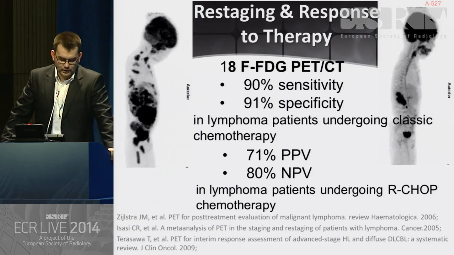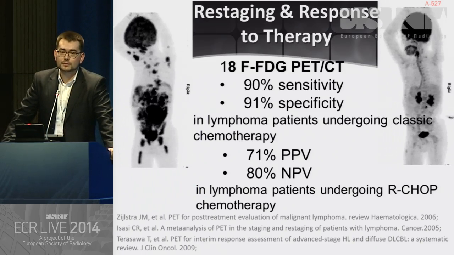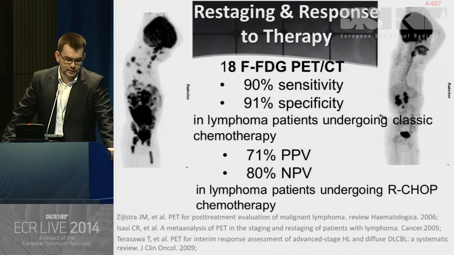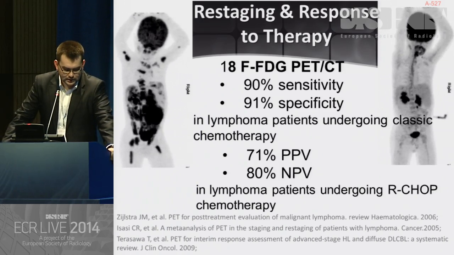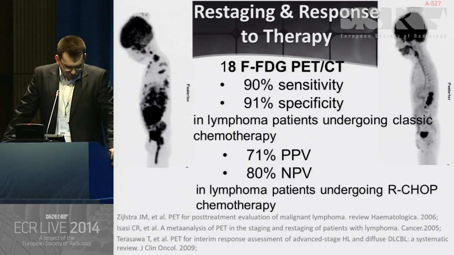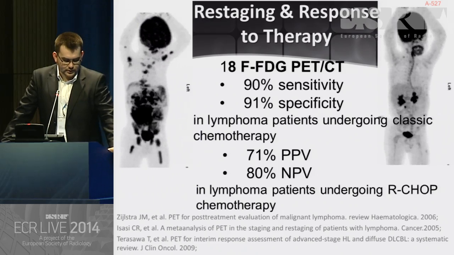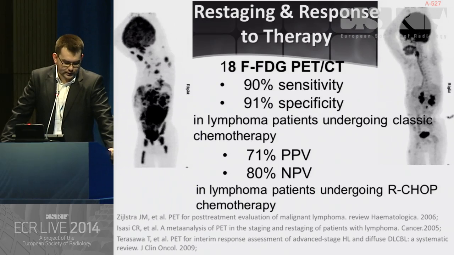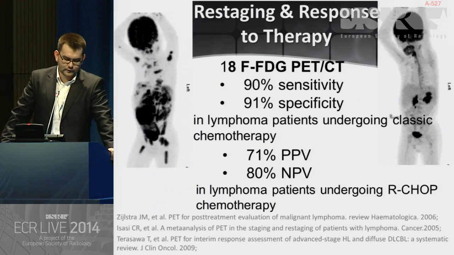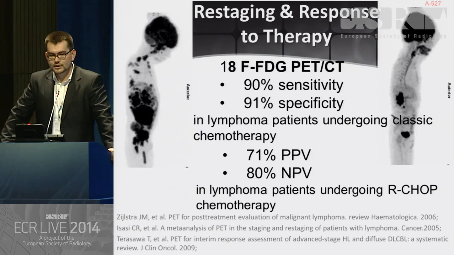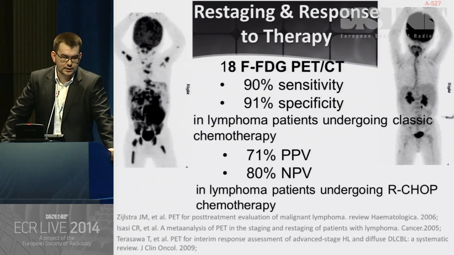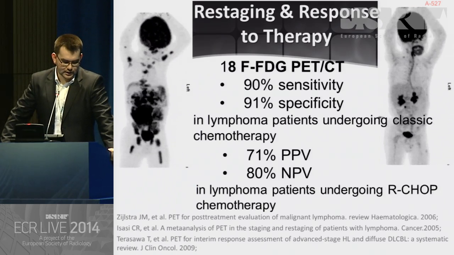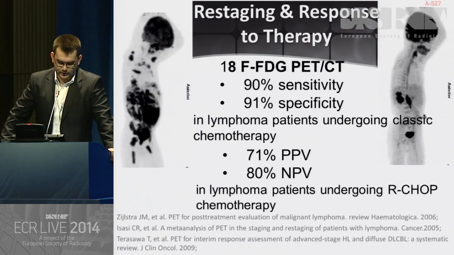The available literature indicates that false positives are more often seen in rituximab-based chemotherapy. The positive predictive value and negative predictive value of the FDG PET-CT for progression-free survival after completion of chemotherapy was 71% and 80% respectively in patients undergoing rituximab-based chemotherapy.